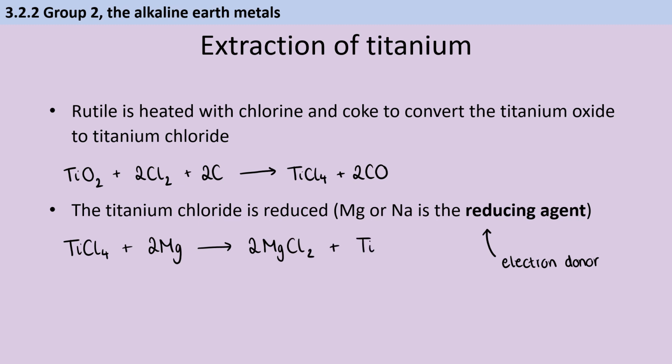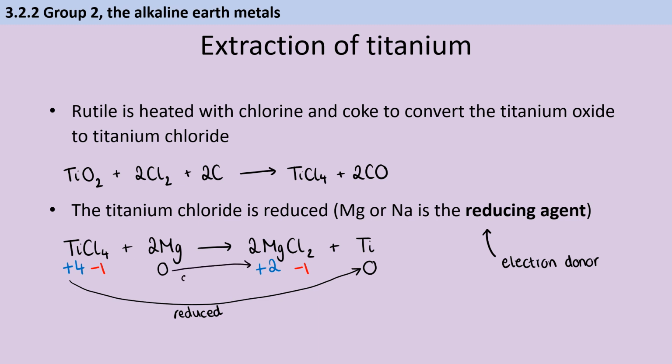You could be asked to demonstrate that magnesium is the reducing agent by using oxidation states. So we know that chlorine, being in group 7, has an oxidation state of -1 when it's found in compounds. And so based on that, we can work out that titanium here has an oxidation state of +4 and magnesium has an oxidation state of +2. In their element forms, of course, they're both 0. And so if we then look, we can see that titanium is reduced from an oxidation state of +4 to 0, where magnesium is oxidised with an oxidation state of 0 rising to +2. And as you know, a reducing agent is itself oxidised.